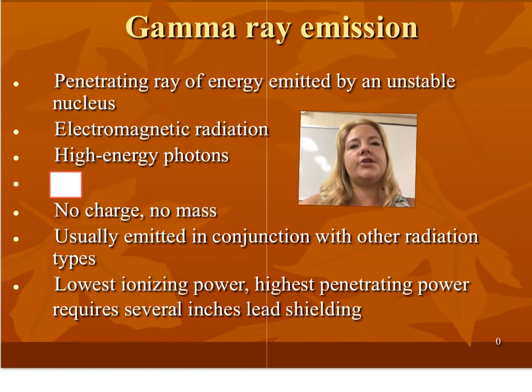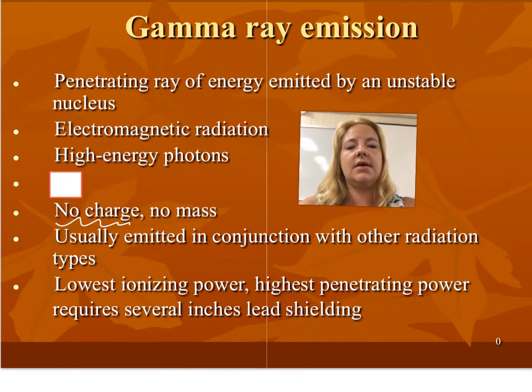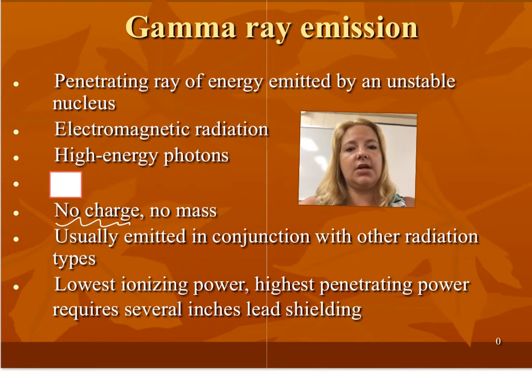So the last kind of radiation that I'm just going to mention very briefly is gamma ray emission. This is basically just high energy that's being released, and it's high energy photons. There is no charge, there is no mass. And typically, since there is no charge and no mass, we don't really have to do a whole lot because nothing is changing with the atom. It's just a lot of energy being released. So most of the time, it will be emitted with other types of radiation. So we'll have gamma radiation as well as beta decay occurring at the same time.